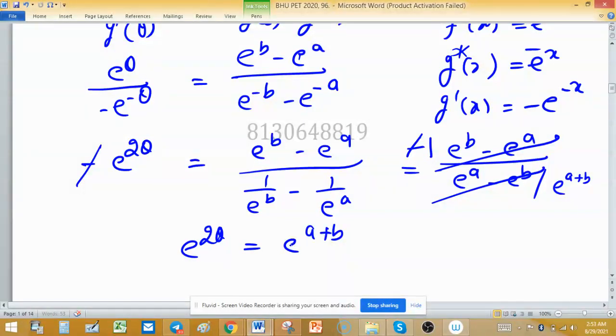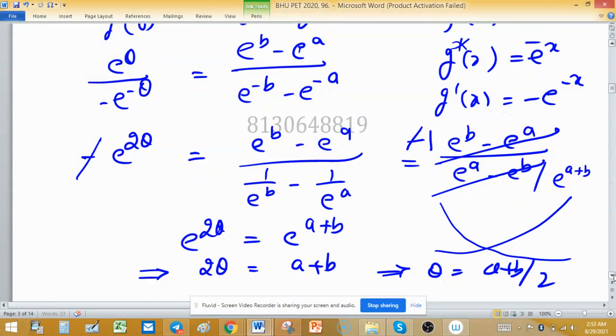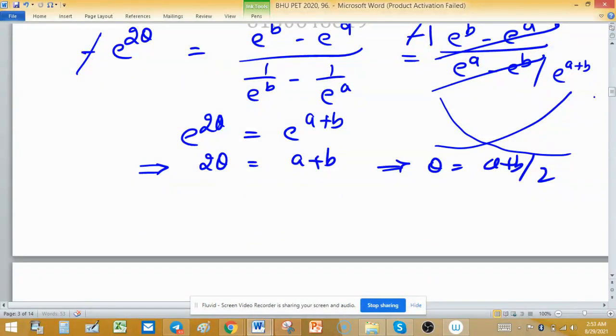because the exponential function is one-one. Why one-one? Suppose this is e raised to the power x or e raised to the power minus x. If we draw a perpendicular line, then the graph intersects at only one point. Using this concept, you can say the function is one-one. So by this property, I can write 2 theta equal to a plus b, and this implies theta equal to a plus b divided by 2, meaning theta is independent of x and y.